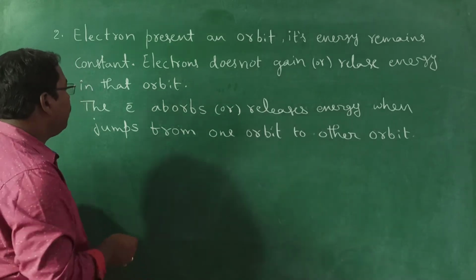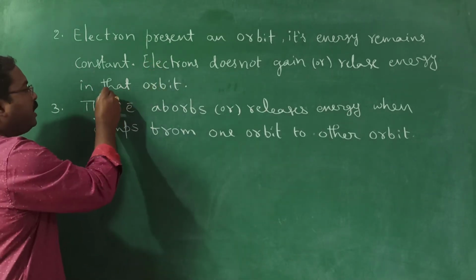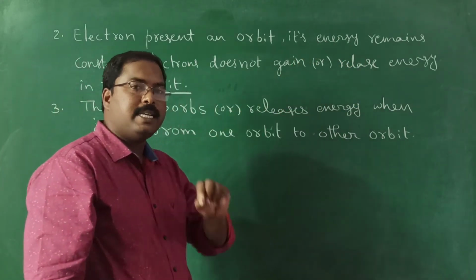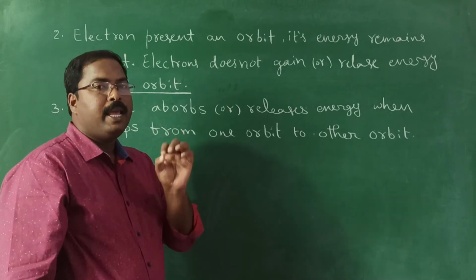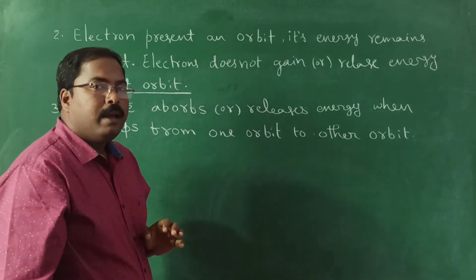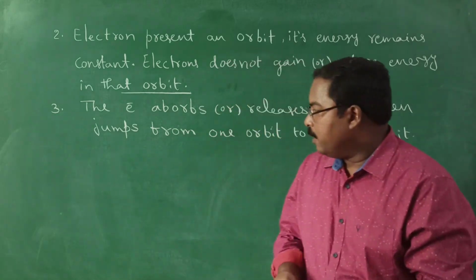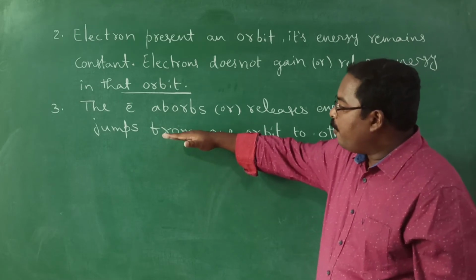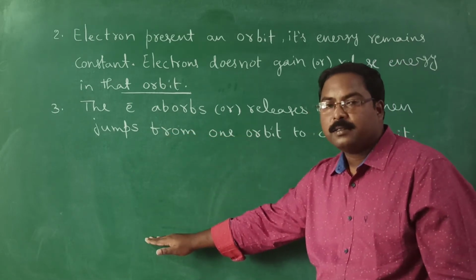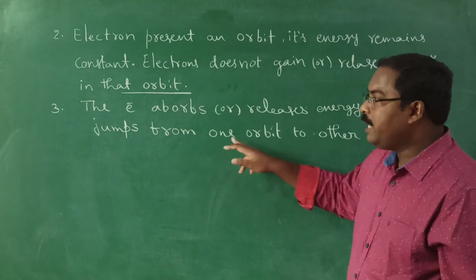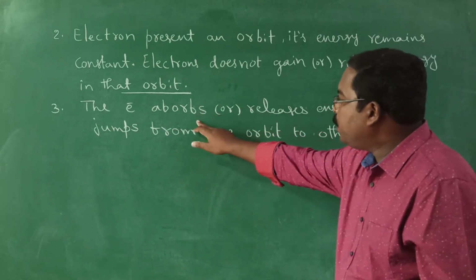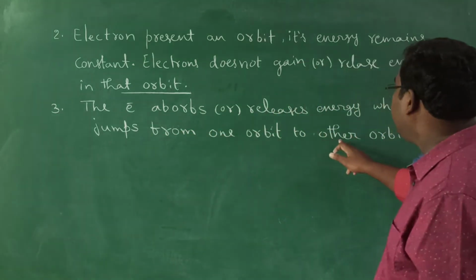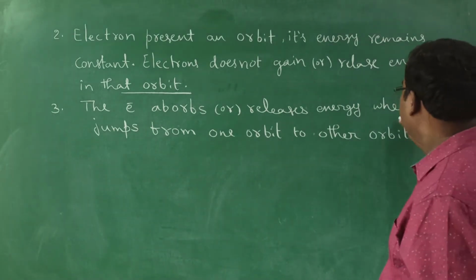Okay. Now what is written here? In the above statement, when it is present in that particular orbit, it doesn't gain the energy, it doesn't release energy. Energy of electron remains the same in that particular orbit. But when it gains energy, it is jumping from lower orbit to the higher orbit. While it is coming from higher to lower, it releases energy. That is what we wrote here. Electron absorbs or releases energy when it jumps from one orbit to the other orbit.